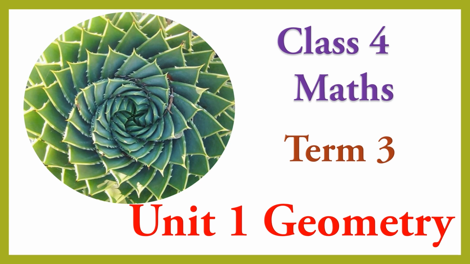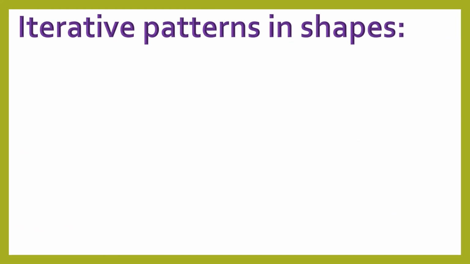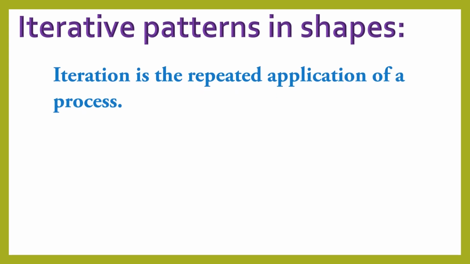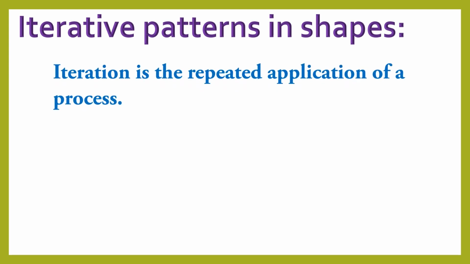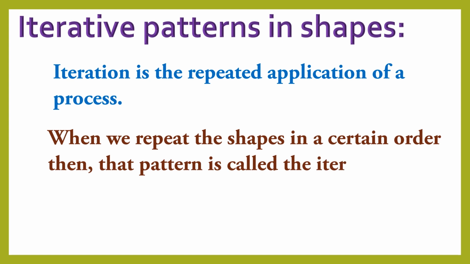In this unit we are going to learn about iterative patterns in shapes. What is iterative? Iteration is the repeated application of a process. Whatever the process we take, if we repeat the same application, then it is called iteration. When we repeat the shapes in a certain order, then that pattern is called an iterative pattern.